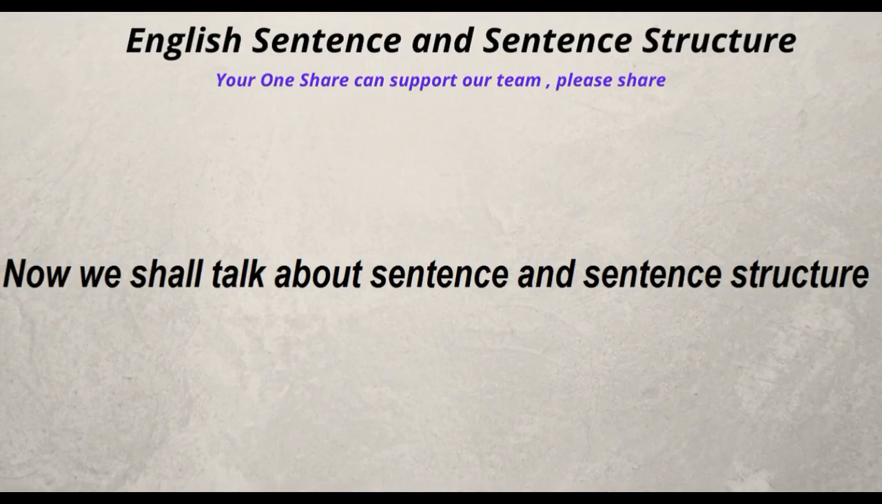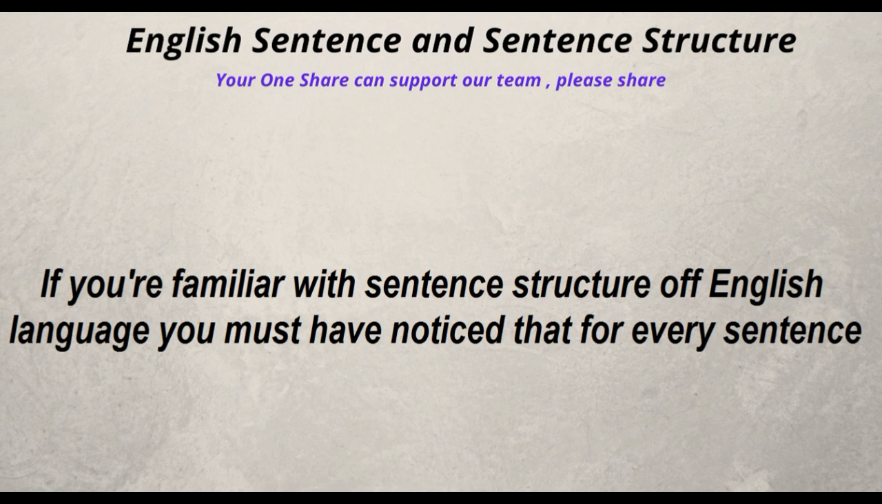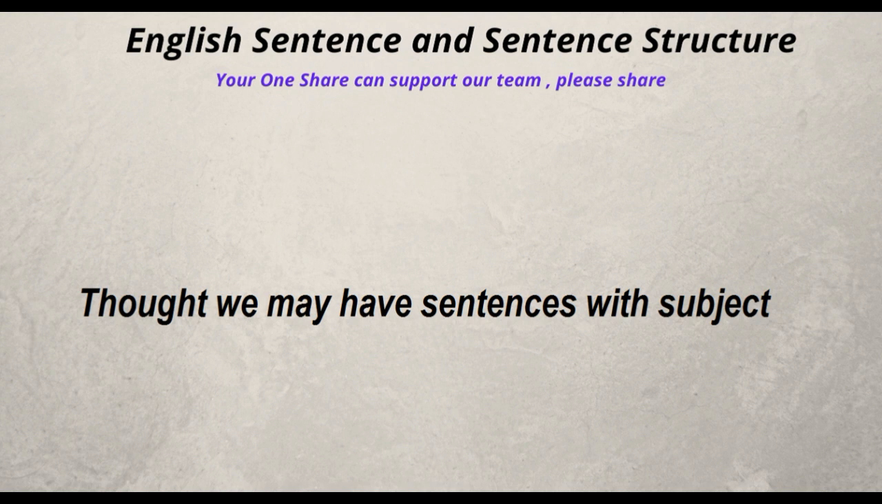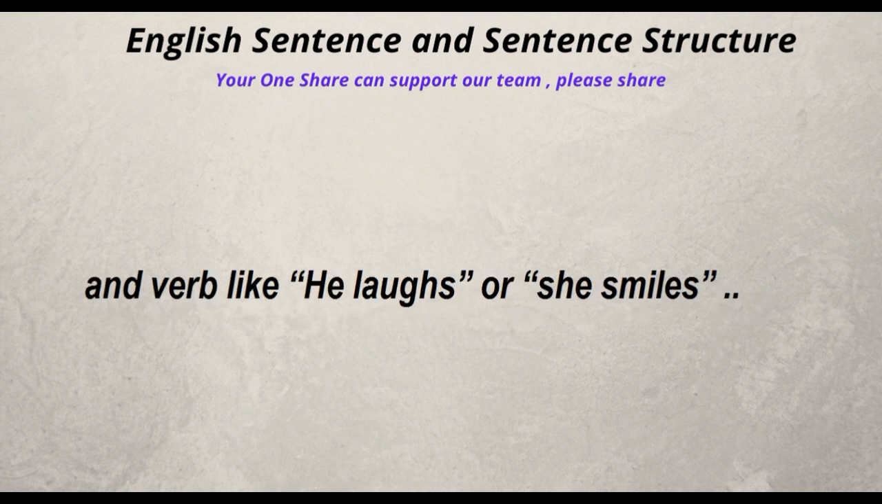Now we shall talk about sentence and sentence structure. If you're familiar with the sentence structure of the English language, you must have noticed that for every sentence, we need a subject, verb, and object. Though we may have sentences with subject and verb only, like he laughs or she smiles.